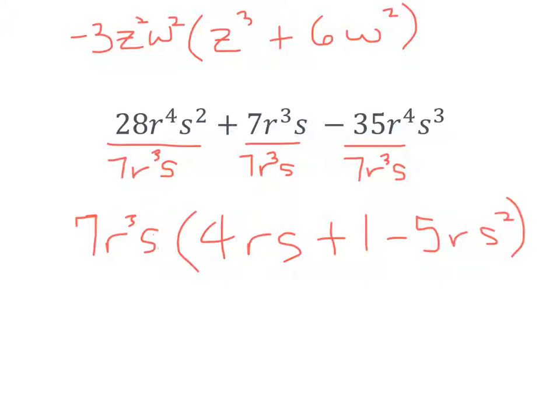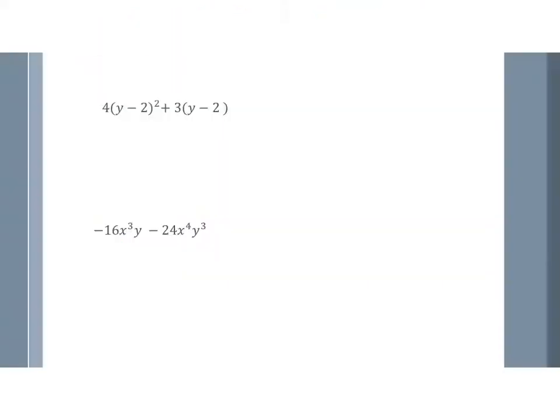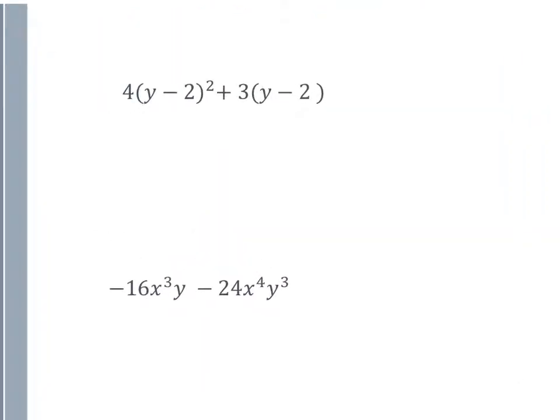Pretty good? Let's try another example. Now, this one's a little tricky. All of the GCFs we found before were monomials. What's the GCF here? What do they both have in common? y minus 2. Good. Okay, the GCF can be a binomial. So my GCF here is the y minus 2.